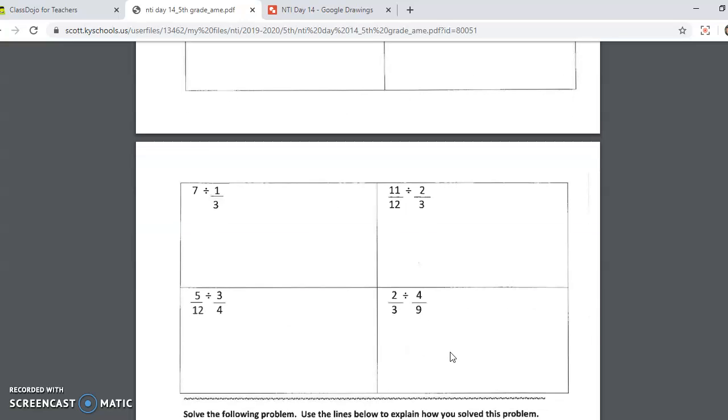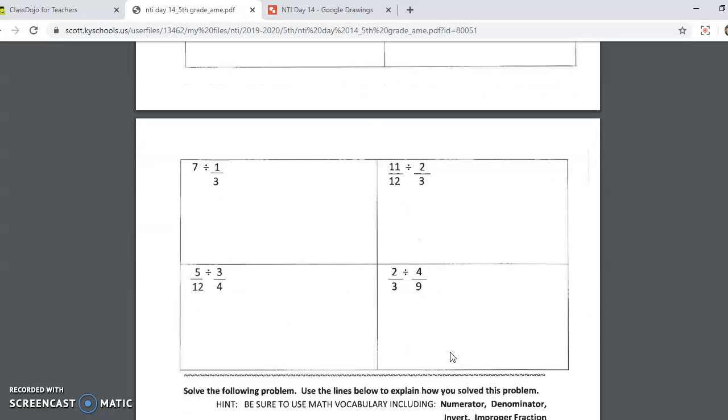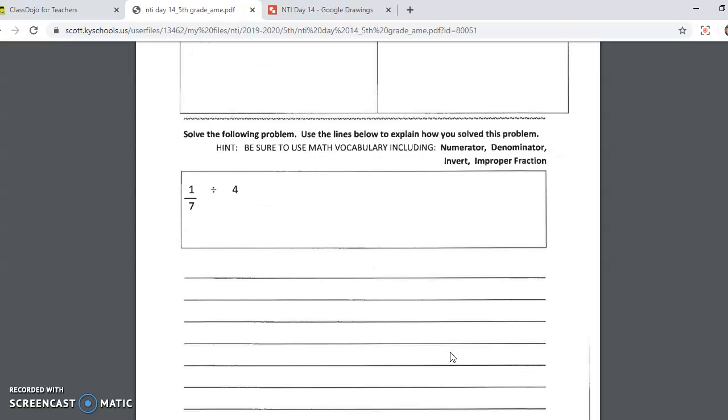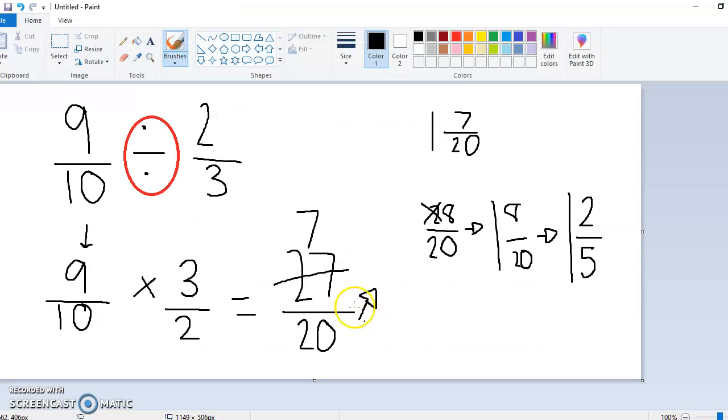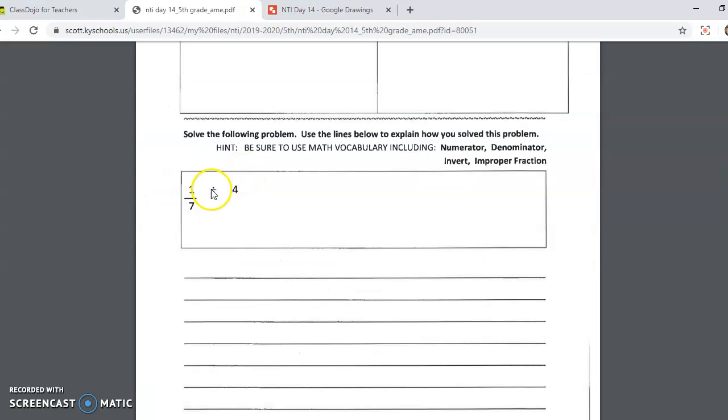Like I said, if you need any more help, you do have some more problems here, okay? And then we do want you to make sure that you're answering this problem. So real quick, just to review your math vocabulary, your numerator is what's on top, denominator is on the bottom. Improper fraction is what I just showed you here, where it's 27/20. And then invert just means flip. So make sure when you're writing how you solve this problem to use these words. That'll make us really happy.